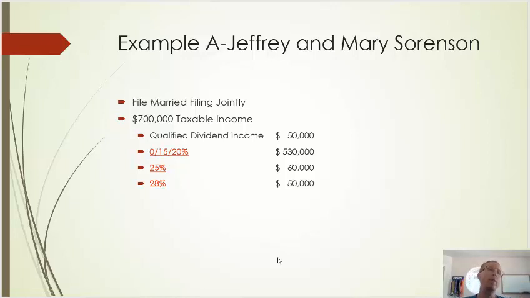Jeff and Mary Sorensen, married filing joint, $700 taxable income. So I've gone all the way to taxable income, right? Then I'm going to look at my character of gain. I've got QDI, qualified dividend income, 0, 15, 20.